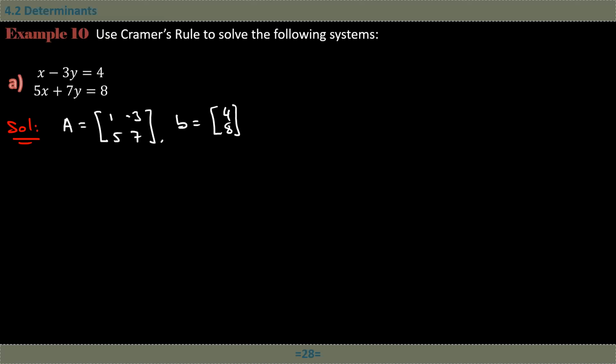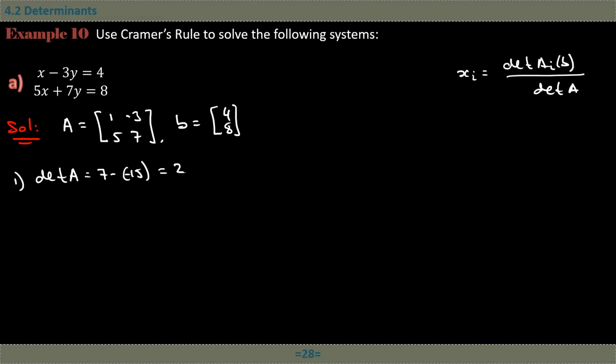Okay, so let me just write the formula here. What is xi? Xi is the determinant of AiB over the determinant of A. So in the first step, we have to calculate the determinant of A. Determinant of A is equal to 1 times 7, minus -3 times 5, that's 7 plus 15, which is equal to 22. Okay, so now x1.